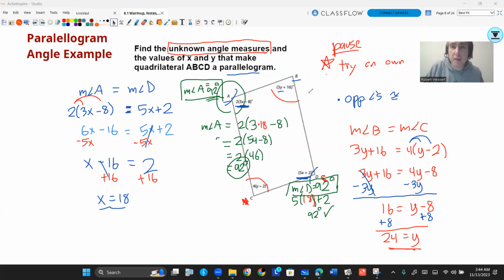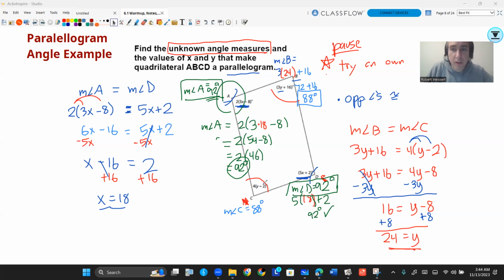Now we can get angle B and C. Those are opposite, so I can go back and plug 24 in. So if I find the measure of angle B, that's going to be 3 times 24 plus 16. Well, 3 times 24 is 72, plus 16 is 88. So 72 plus 16, 88, not 188, 88. And without doing any extra work, I could tell you that angle C is also going to be 88, since it's an opposite of angle B.